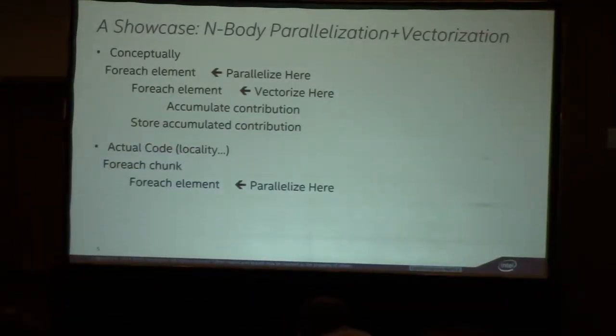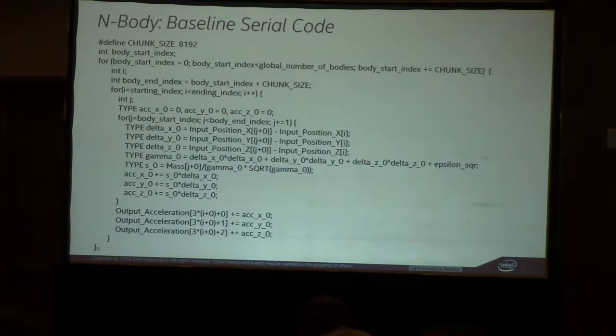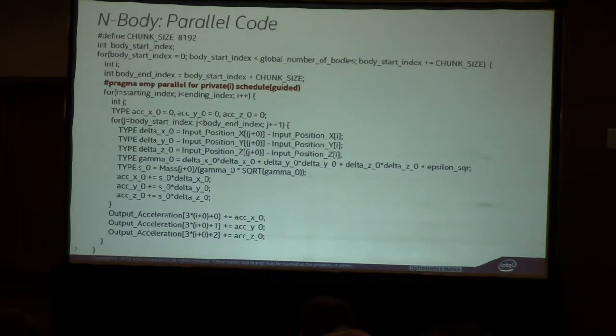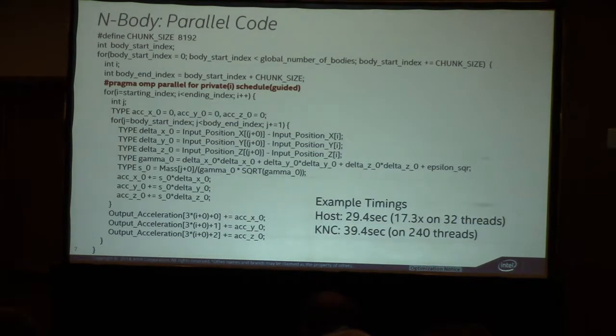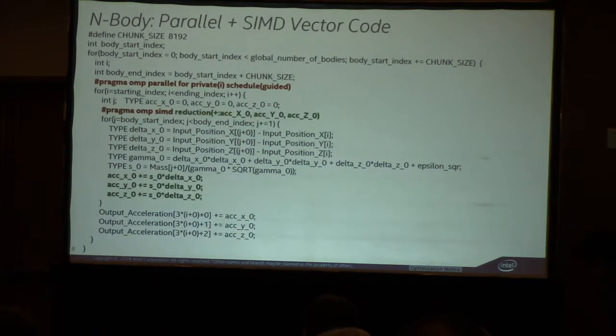Here's a big code example, I'm going to skip through this very fast because we don't need to look at it in detail. It's too detailed. We're out of time already. But here's a serial code. You can add a parallel in the obvious way, parallelizing the outer loop. And when you do that, it gets a scaling of 17.3x on 32 threads, and on the KNC it's still slower than it was on the host.